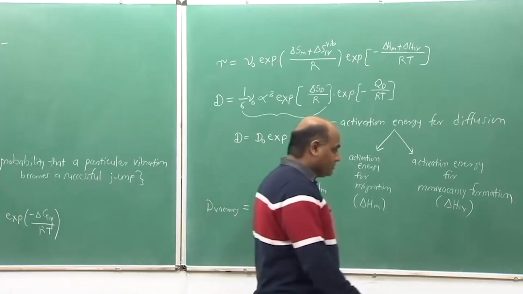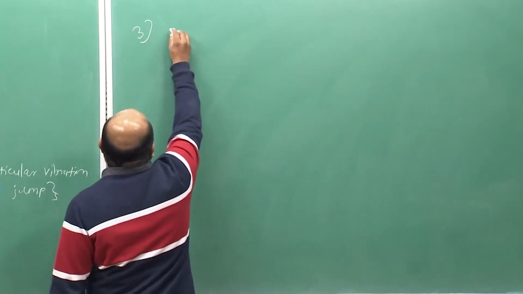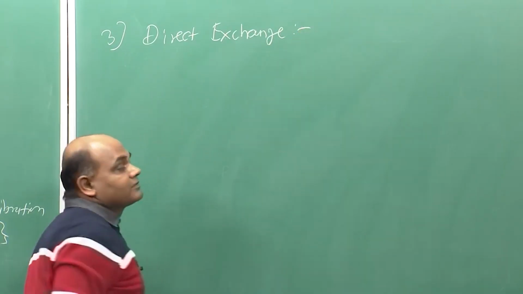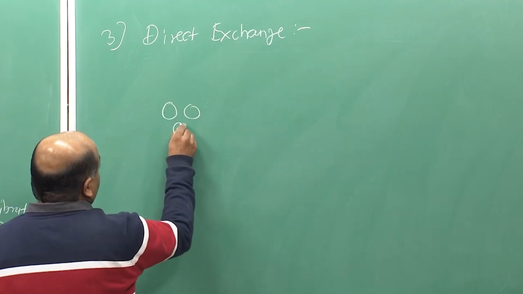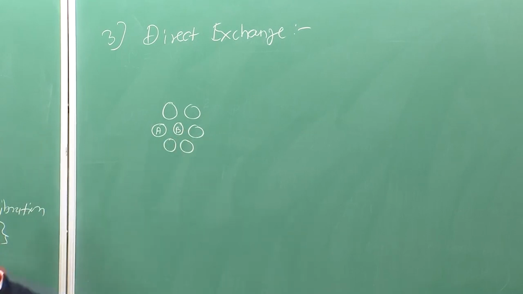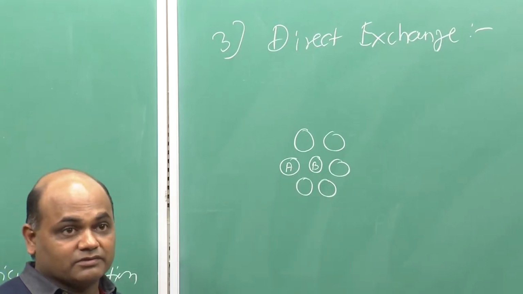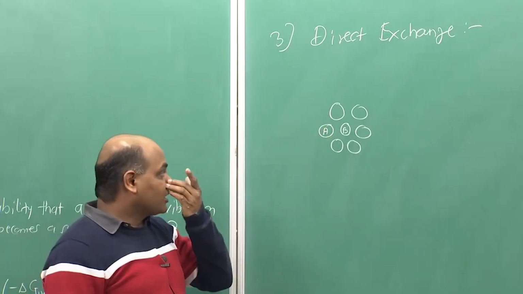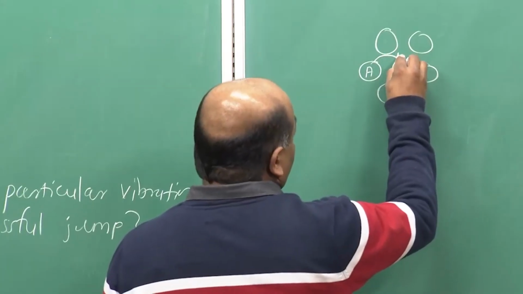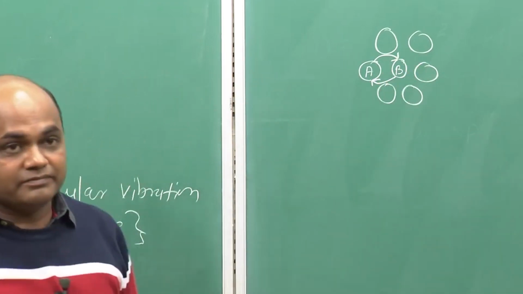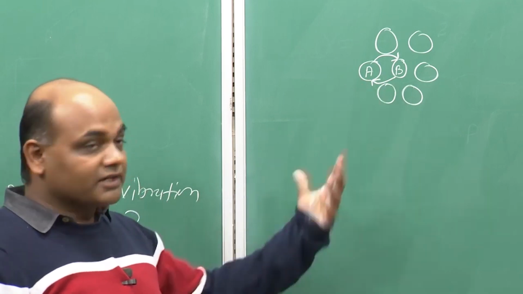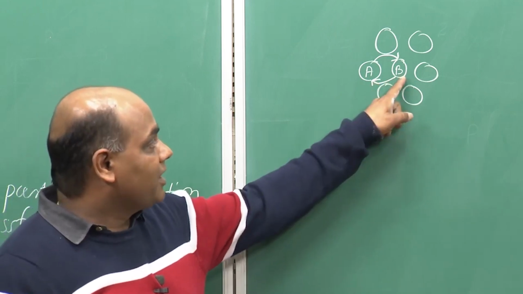There are a few more mechanisms which were proposed. I will briefly mention those. One of them is called direct exchange. As the name suggests, it is a direct exchange between two atoms. So, if you consider atoms on their regular lattice sites, let us say atom A and B here, in the direct exchange mechanism A will move to B, at the same time B will move to A. At the end of this exchange, the positions of A and B will be swapped. So, after the successful direct exchange, this will become A, this will become B.